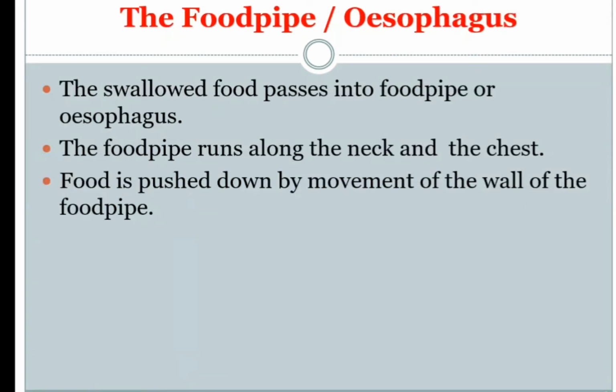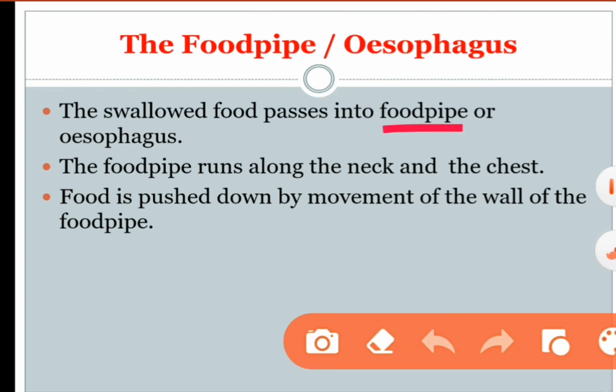Next point is food pipe or esophagus. The swallowed food passes into the food pipe or esophagus. The food pipe runs along the neck and the chest. Food is pushed down by movement of the wall of the food pipe. When we eat something, it reaches the stomach through the esophagus or food pipe. The food pipe is part of your digestive system. It is the tube that carries food from your mouth to your stomach.